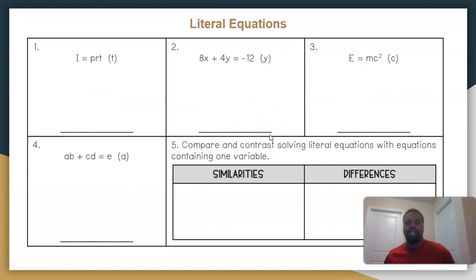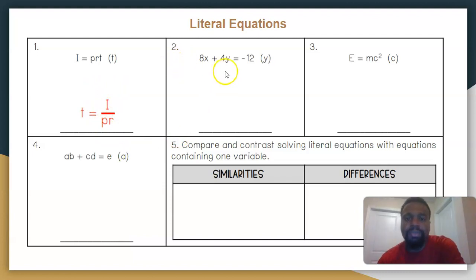And so let's look at these here. All right, I want t on one side of the equal sign by itself. So in order for me to do that, I've got to get rid of p and r. I've got to move those to the left side of the equal sign. So this means multiplication: p times r times t. So in order for me to get rid of p and r, I have to do the inverse of multiplication, which is division. So I divide both sides by pr, and t equals I over pr.